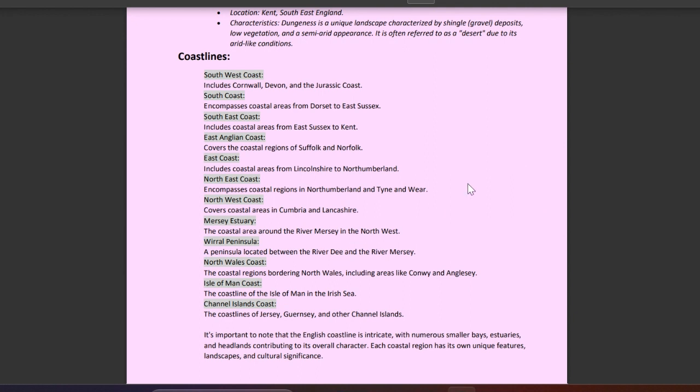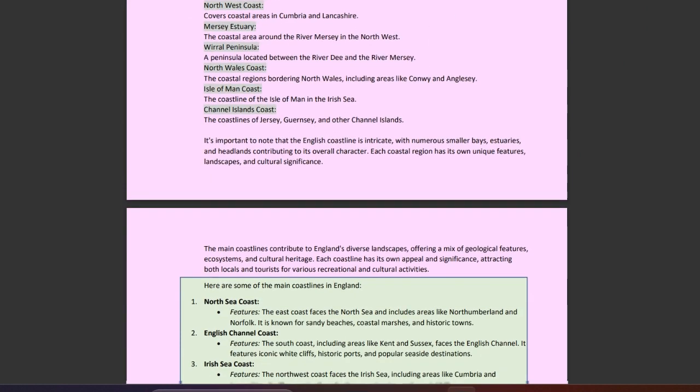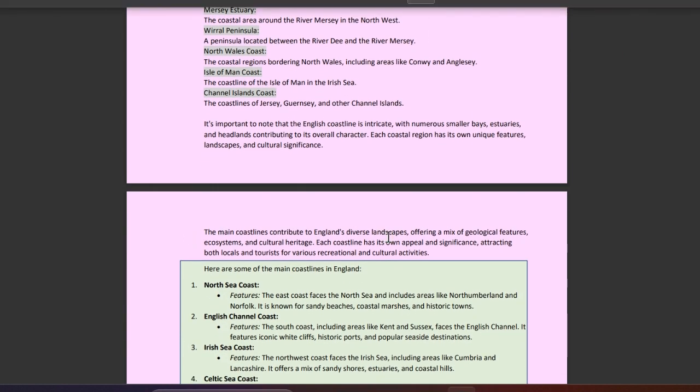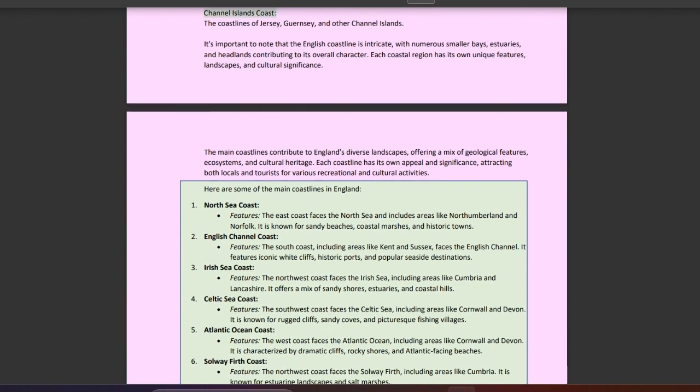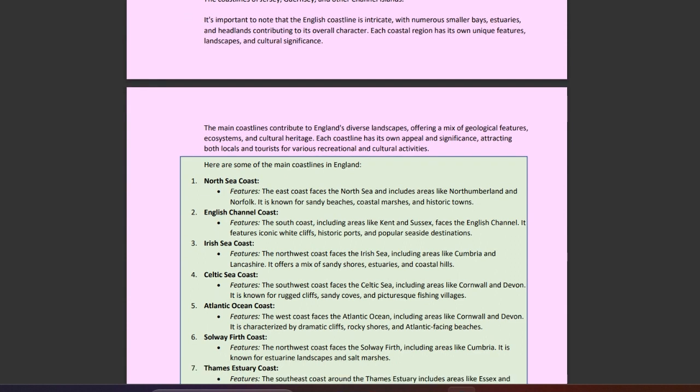But it's important to know that the English coastline is intricate, with numerous smaller bays, estuaries, and headlands contributing to its overall character. Each coastal region has its own unique features, landscape, and cultural significance. The main coastlines contribute to England's diverse landscape. This offers a mix of geological features, ecosystems, and cultural heritage. Each coastline has its own appeal and significance, attracting both locals and tourists for various recreational and cultural activities.